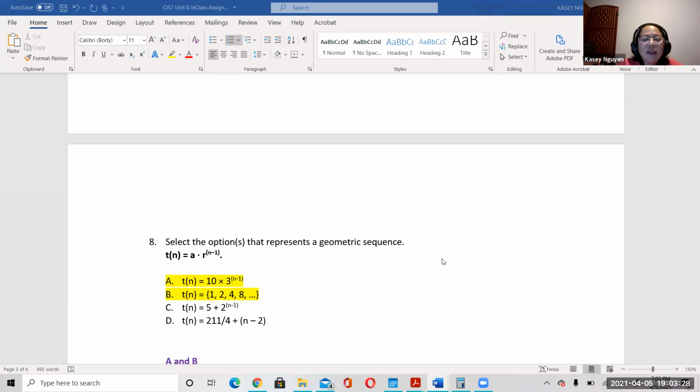Okay. Now, what about C? Looks kind of like this, is it? Right? If you're not sure, test it, right? Test it with plugging in 1, 2, 3, 4, and you can see. A big clue is this right here. You're adding with a constant. So no. That's more arithmetic than geometric. What about this option? Again, adding. No. So only A and B.